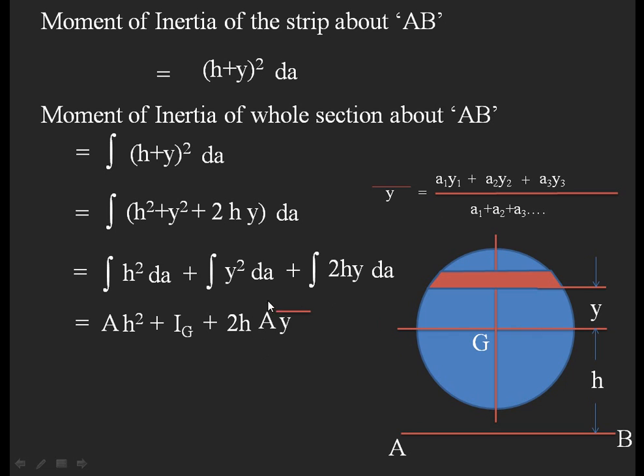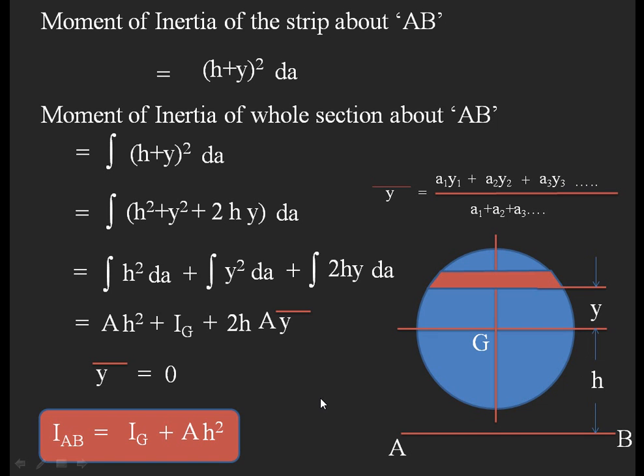So here y bar is automatically 0. Why? Because at the center of the circle only the CG will be taking place. So automatically y bar becomes 0. When you substitute y bar is 0, finally we will get I AB, that is the moment of inertia of this plane section about any line AB which is parallel to the line passing through the CG, equal to the sum of IG, the moment of inertia about the center of gravity, plus A h square, the product of area and the square of the distance between the two parallel lines.